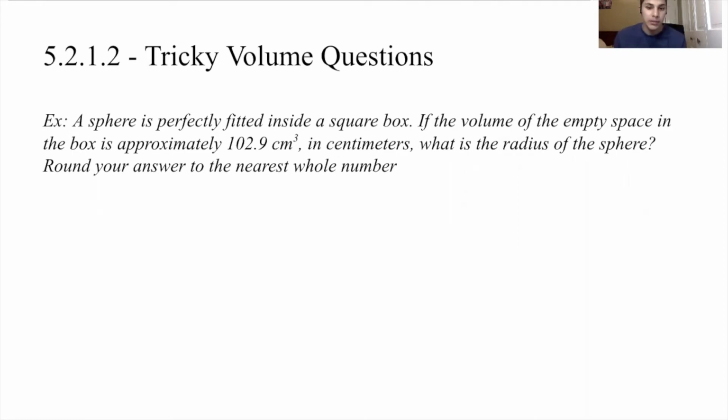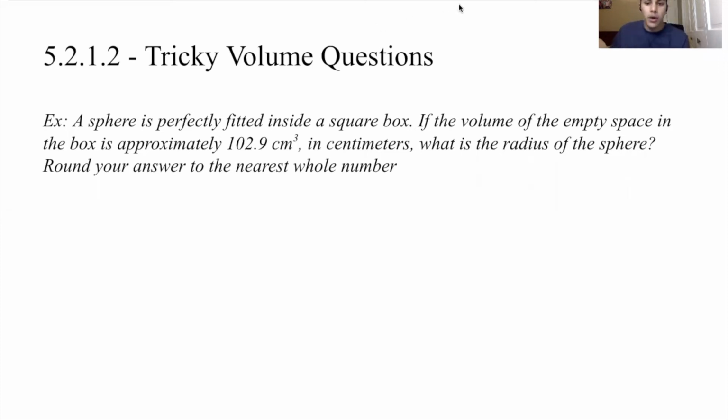I haven't shown the second one yet, but let's read the first one. This question says, a sphere is perfectly fitted inside a square box. If the volume of the empty space in the box is approximately 102.9 centimeters cubed, what is the radius of the sphere? Round your answer to the nearest whole number.